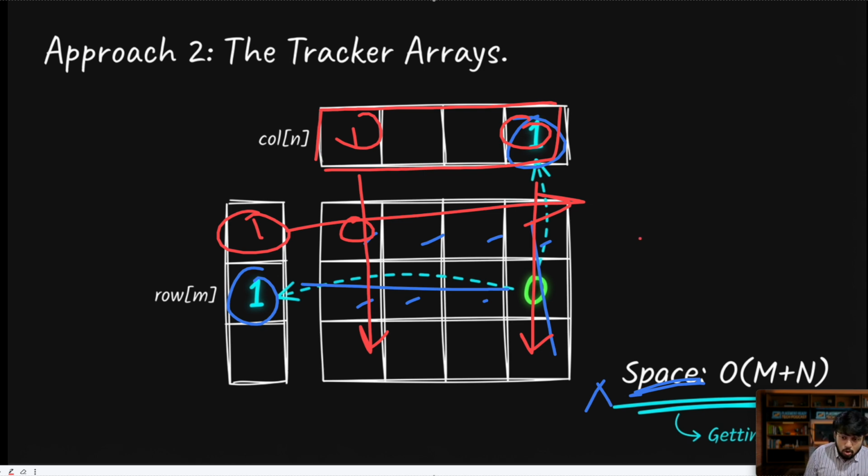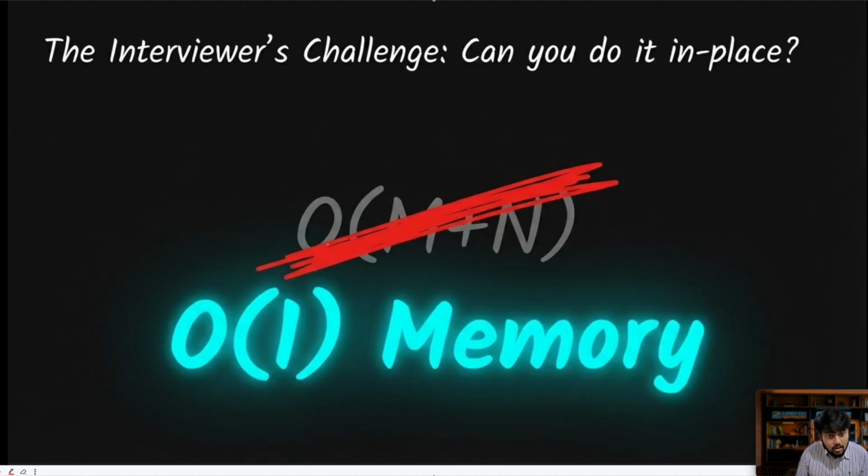Over here the space complexity has been reduced to O(M + N), because we are not creating a completely different matrix but just two arrays, one of size M and one of size N. So this has been reduced, but the most asked interview question is actually to do it in place, without extra space. Now how can we do that?